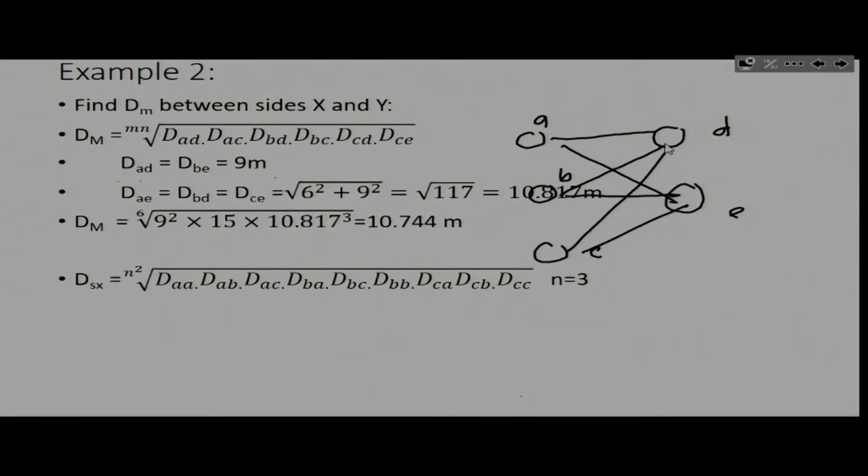Then Dsx will be the n-th root of DAA, and then DAB and DAC, and then again DBA, DBB, DBC, and DCC, and then from C to B and C to A. So that's all the distances between the conductors doubled.